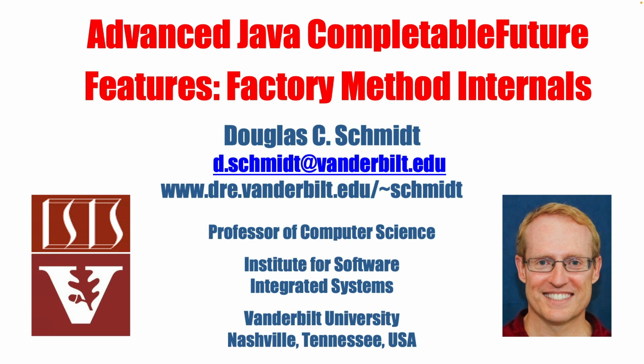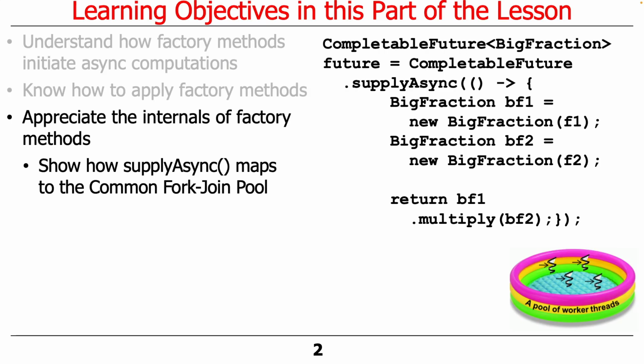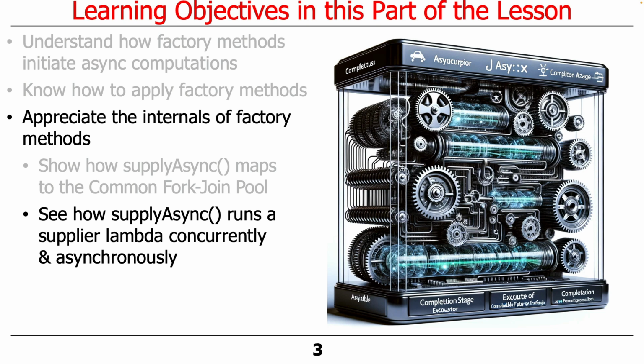Thus far, we've really talked only about how to program with some of these features, in particular supplyAsync and factory methods. Now we're going to take a look under the hood and see how these features are implemented. And this is actually really cool because it gives you a sense of the level of insight and creativity that went into building this framework in the first place. So we're going to focus on how supplyAsync maps to the common fork join pool. And we're also going to see how supplyAsync runs a supplier lambda concurrently and asynchronously.